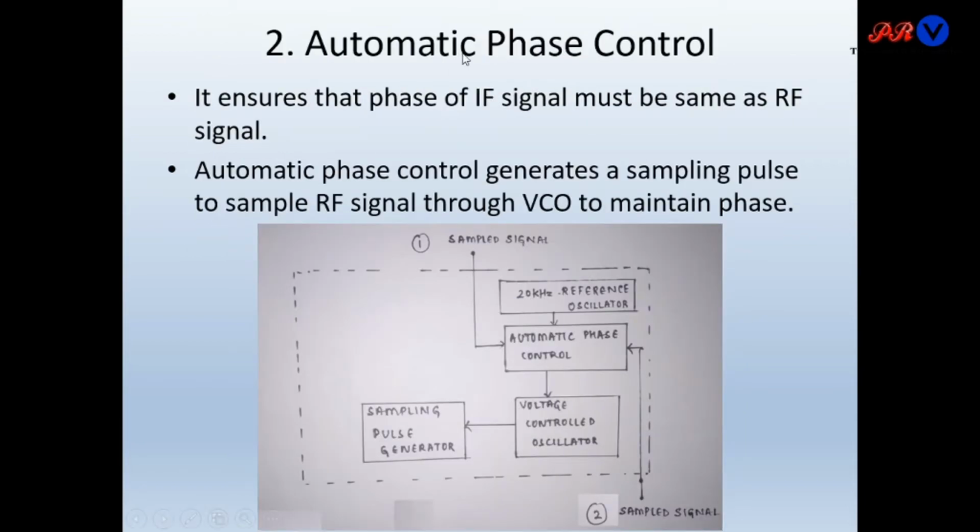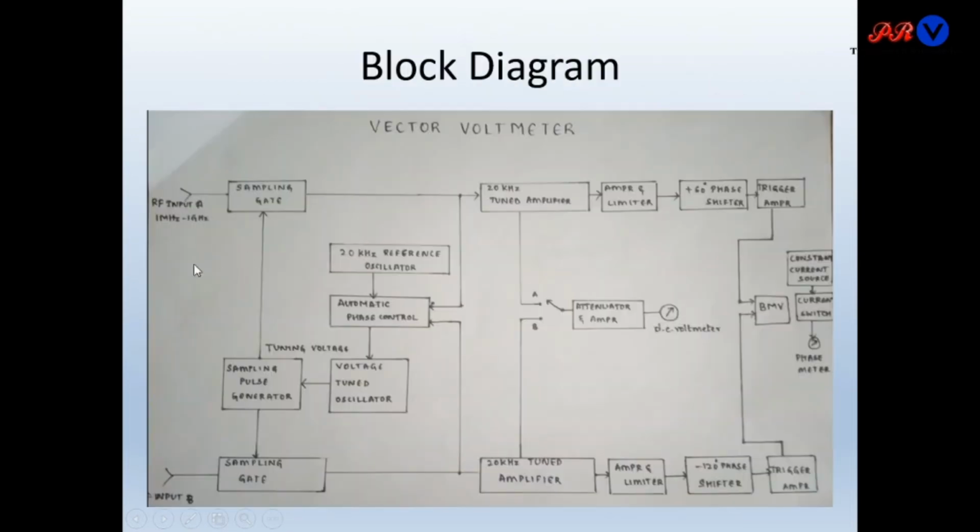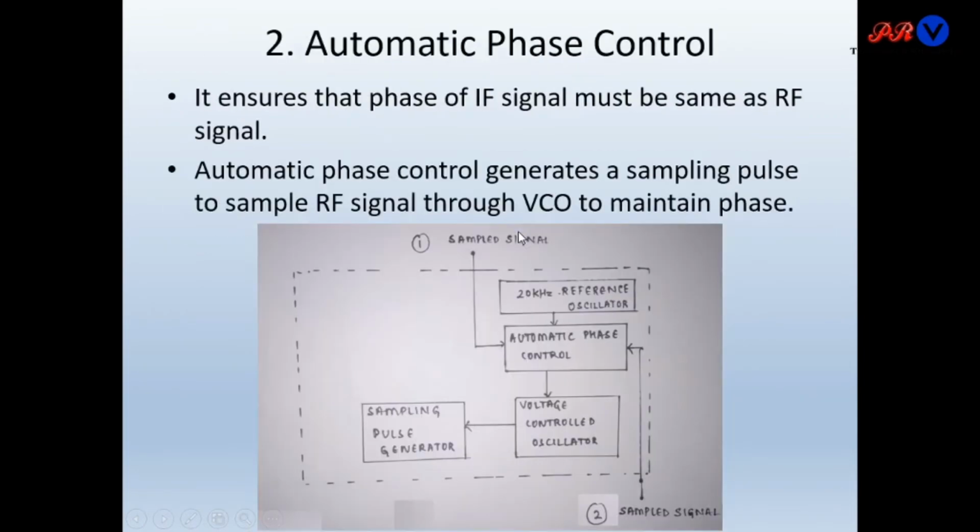Automatic phase control. The second portion of this block diagram is automatic phase control. It ensures that the phase of the IF signal must be the same as the RF signal, means the phase of this RF signal and this IF signal which we have converted here must be the same. So, how will this phase be maintained? Through this circuit. This circuit is used for maintaining the phase.